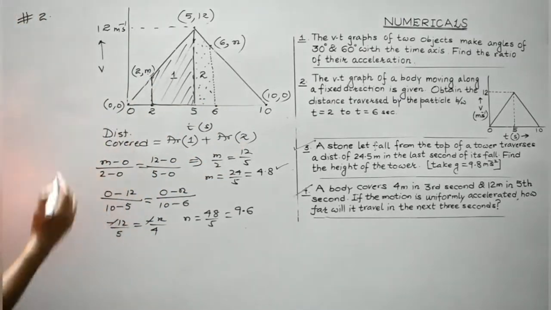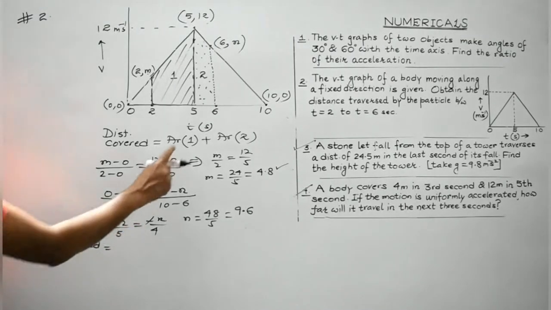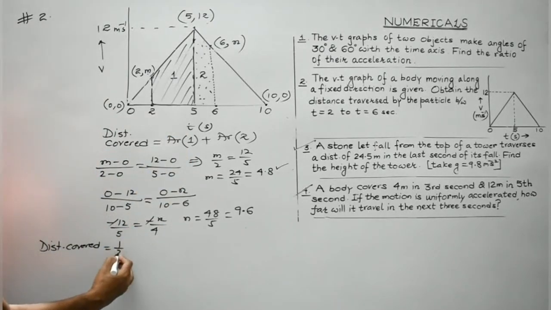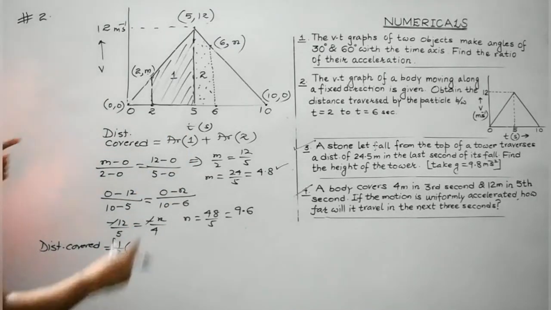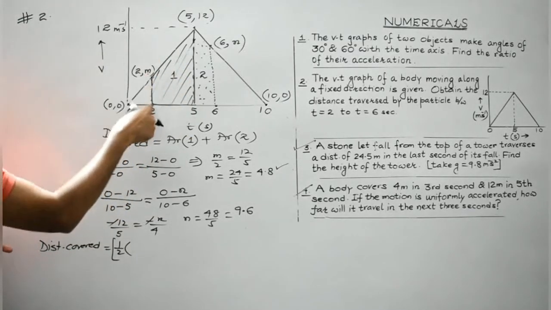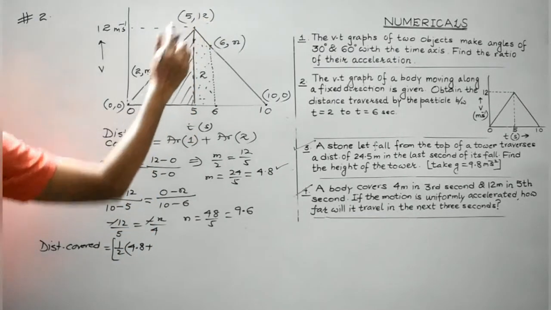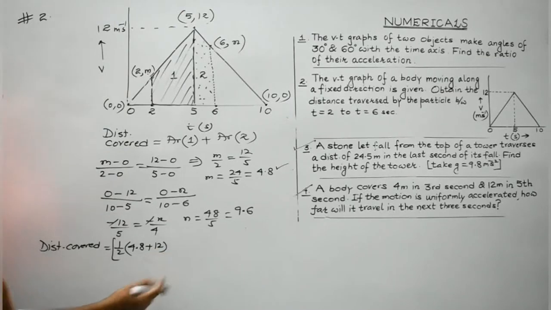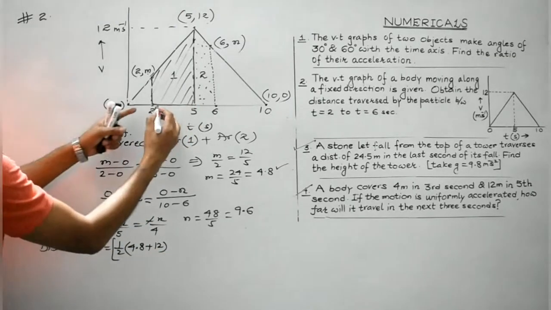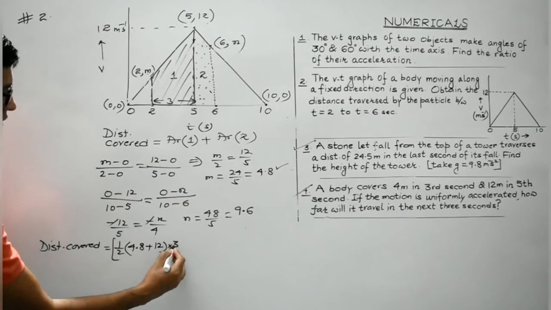Right? So, distance covered. Let's find out the distance covered now. It is equal to area of the first one. Half sum of the parallel sides. These are the 2 parallel sides. This has got the dimensions of m, that is 4.8, plus this parallel side has the dimensions of 12, multiplied by the distance between them. What's the distance between them? It is 3 units. Multiplied by 3.